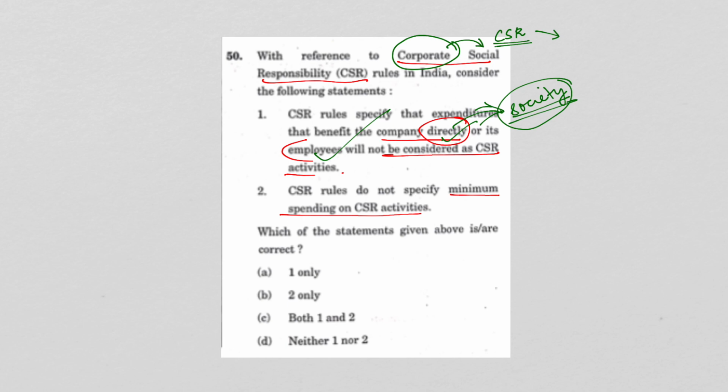Second one, they do not specify minimum spending on CSR activities. Now, see, instead of minimum, if it was maximum, then it would have created some confusion for you. Even though it was maximum, it should not be confusing, but still. But minimum, see, do not specify minimum. It should be logically wrong, right? Suppose, for example, a company having a 10,000 crore turnover every year. Assume that there is a company and it has 10,000 crore turnover, which means this is a very huge company.